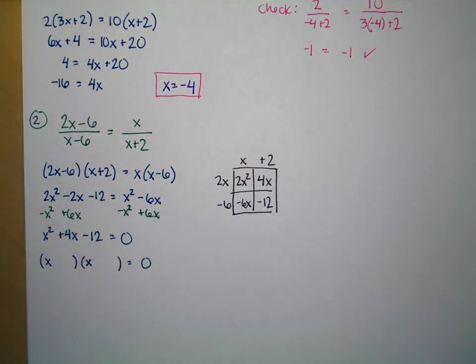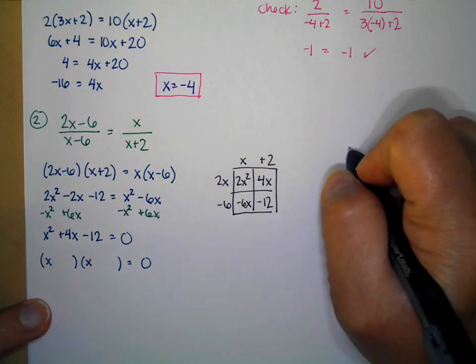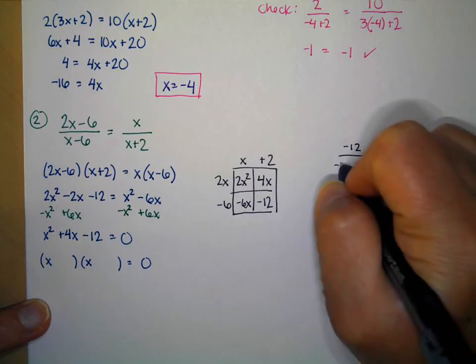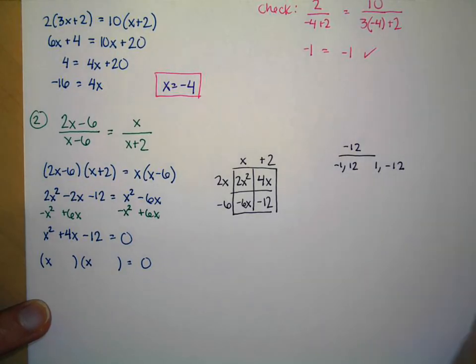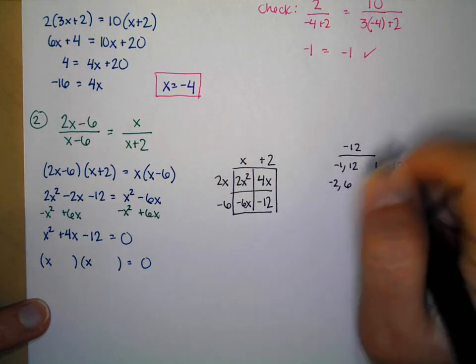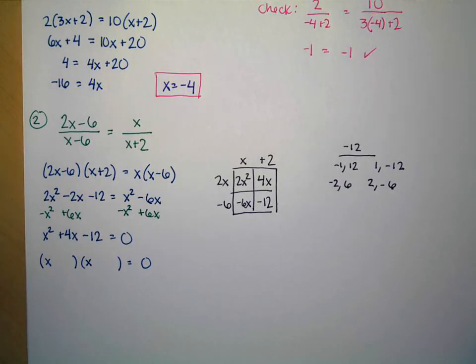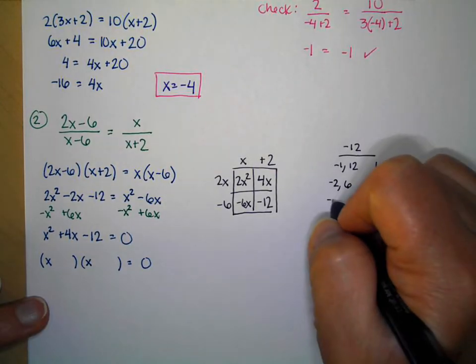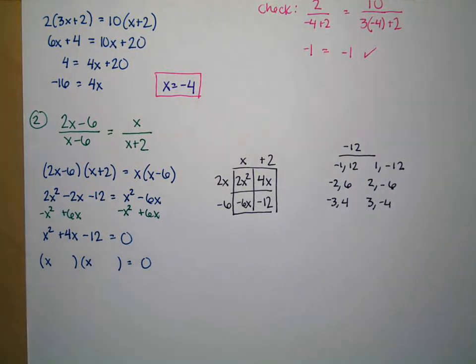Now, if you get really stuck, you're not sure, remember you can always make that organized list. So numbers that multiply to give negative 12 would be negative 1 and positive 12, positive 1 and negative 12. Let's see, the next smallest number that goes into 12 would be 2, so we could do negative 2 times 6 or positive 2 times negative 6. The next number that goes into negative 12 is going to be 3. We could do negative 3 times 4 or positive 3 times negative 4. Those are all the pairs of numbers that multiply to give negative 12.